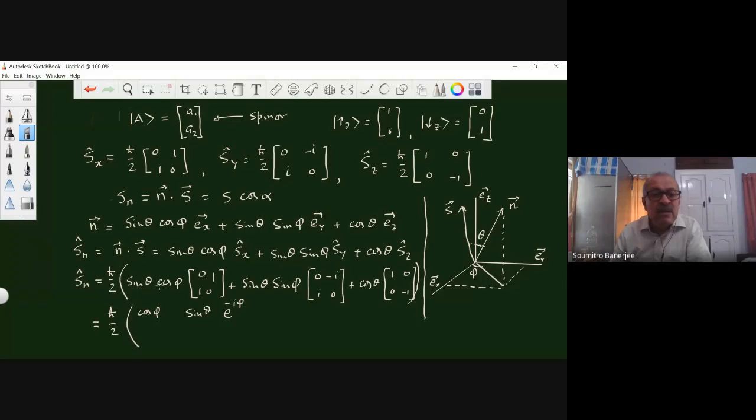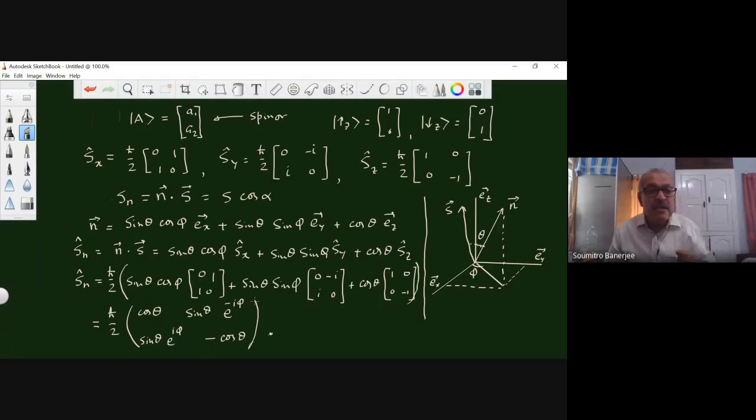Here it will be the same: sine theta cos phi plus sine theta sine phi i. So sine theta will come common, and it will be e to the power i phi. And all these other terms are 0. This is minus cos theta, cos phi. Cos theta is okay. This one will be cos theta.